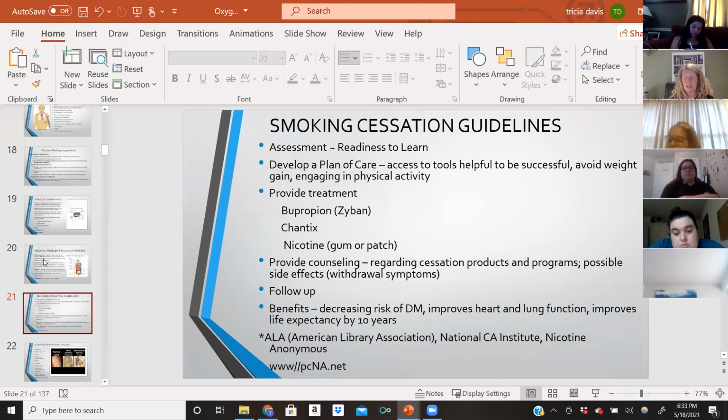There are outpatient programs that we can recommend to them. There are even support groups that they can go to. There's hypnotic therapy you can go to. And then we also want to tell them about possible withdrawal side effects. So they can be cranky, they can have headaches, they can be nauseated, they can be shaky.